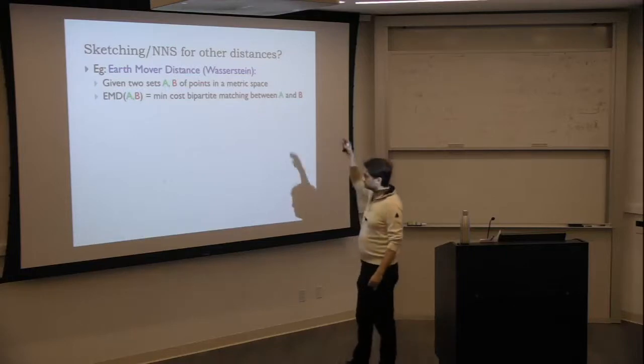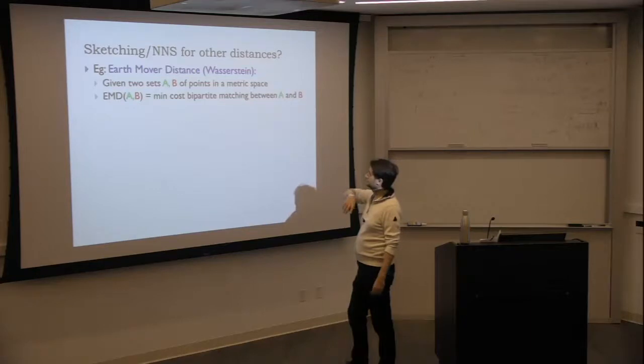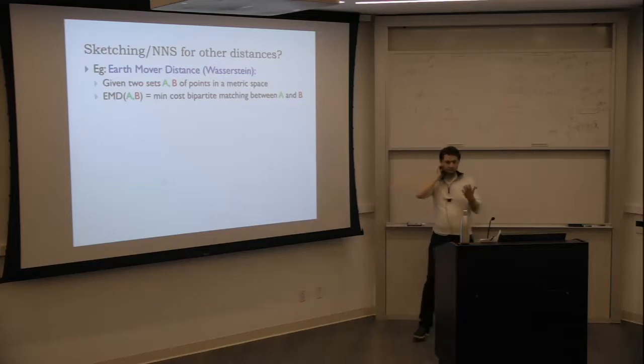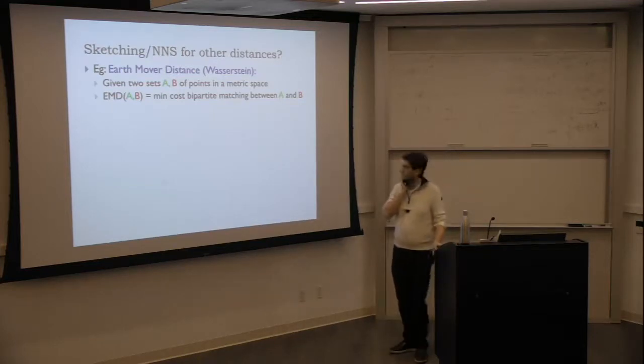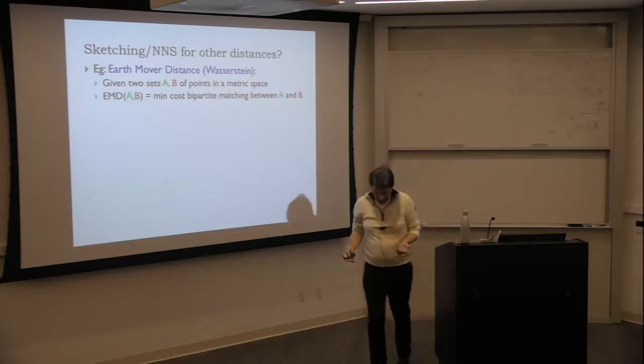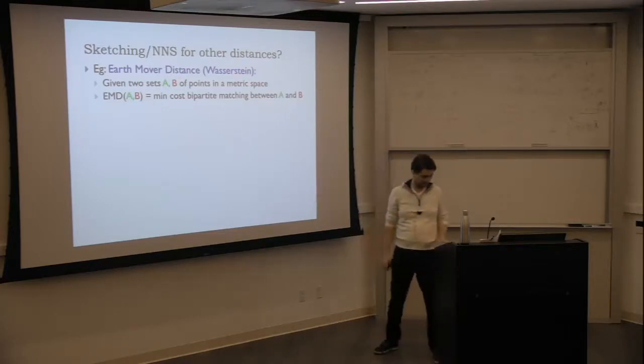For example, one very useful notion of distance or dissimilarity between, let's say, images is what is called Earth mover distance or Wasserstein distance in math, also called transportation distance in other literatures. And this is one of the notions that was introduced in image vision for comparing two images, right? For computing distance between images.